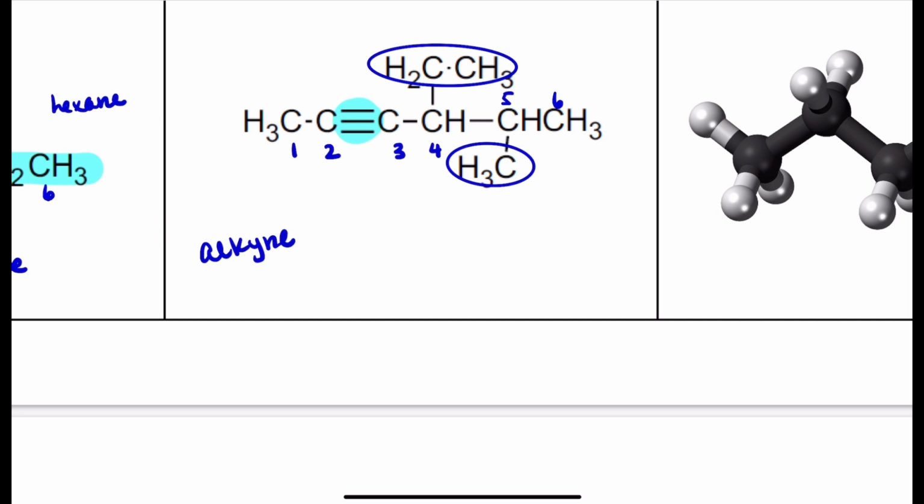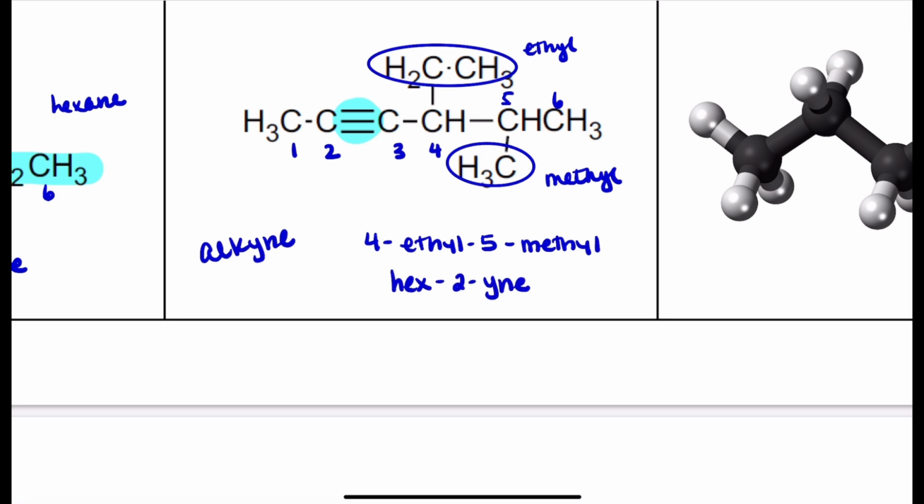So I've got an ethyl group and a methyl group. I know it has to go alphabetical. My ethyl group is at the 4th carbon, so 4 ethyl. My methyl group's at the 5th, 5 methyl. I have 6 carbons overall, hex. I need to emphasize what carbon that triple bond is at. It's at the 2nd carbon, so 2 and ine, emphasizing that I do in fact have that triple bond.